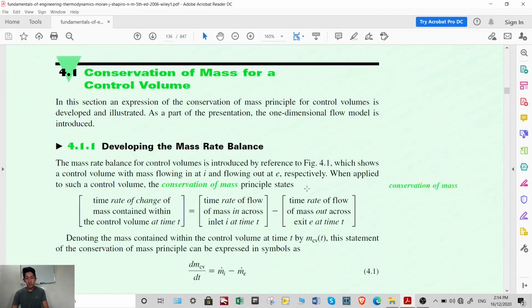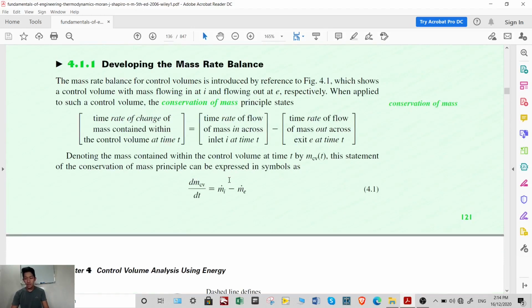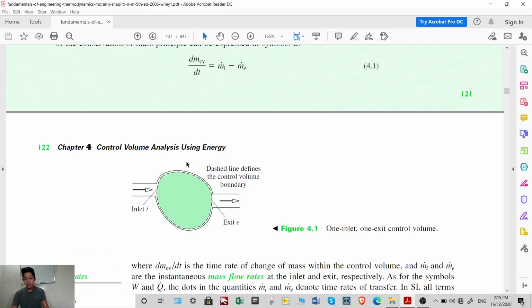So this is the outline for conservation of mass for a control volume. By the way, this is derived from this figure wherein you have a single inlet and a single outlet. The main difference between a closed system and an open system is that an open system allows the flow of fluid. You have an inlet and then you have an exit. The dashed line represents the system that we are going to study.